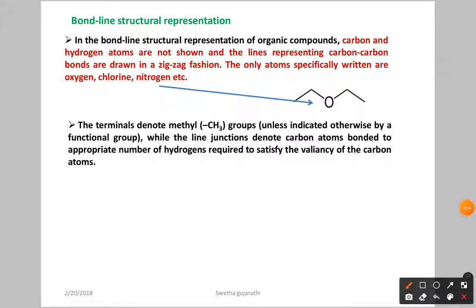About these structures, if I go through the example, you will come to know clearly. These are very important, you have to learn them clearly and get a clear idea of these structures, because further on I am not going to write the details, I am going to use all these condensed and bond line structures. I am not going to write the complete structure. So in the next video I will upload examples based on this structure representation.